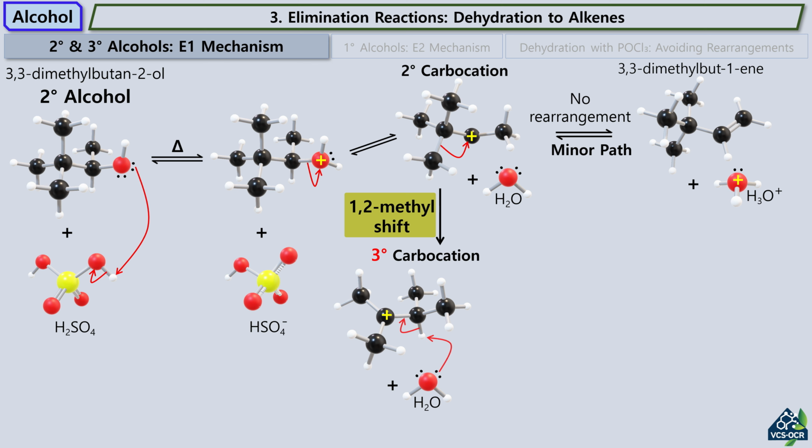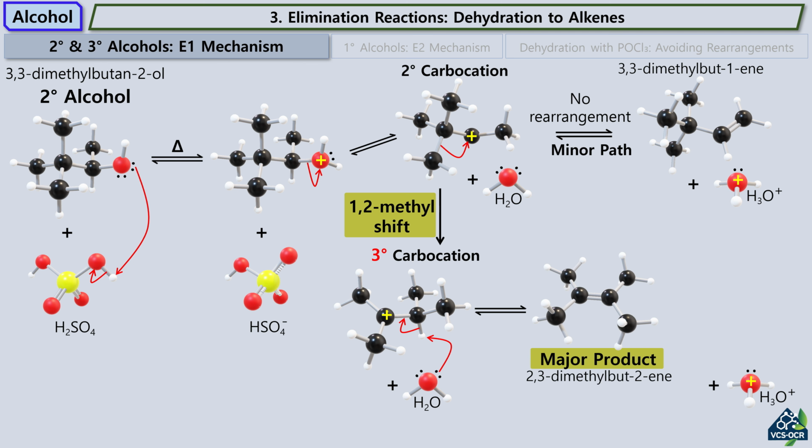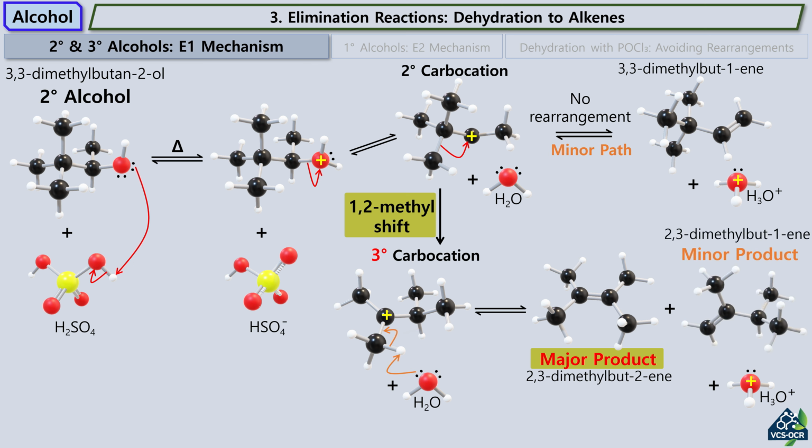Once the cation is stabilized, a weak base such as water removes a neighboring beta proton, and the electrons form the double bond. According to Zaitsev's rule, the more highly substituted and therefore more stable alkene is the major product. Finally, removal of a different beta proton can also occur, producing a less substituted alkene as a minor product.